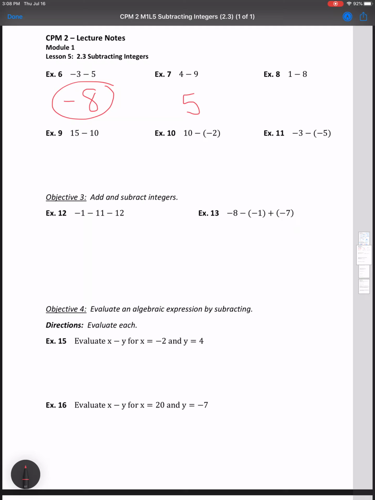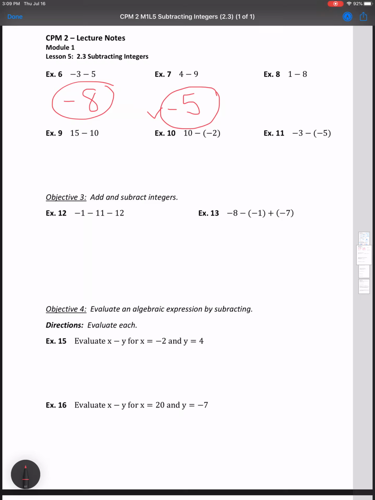Keep the sign of the larger. 9 is larger. What do you see in front of 9? A negative. So let's think about this. If I had $4 and I go spend 9, I'm going to be in the hole $5, right? Which is what -5 means.